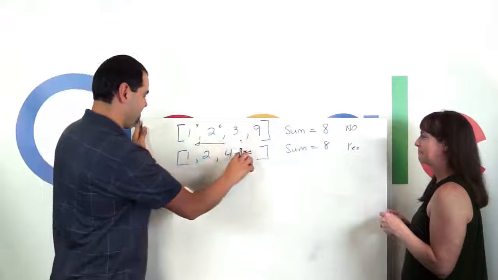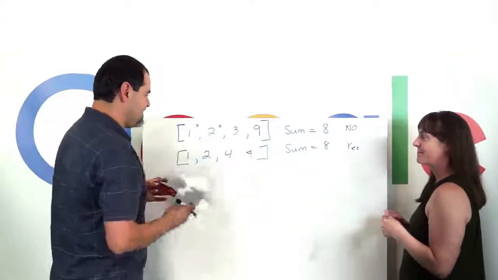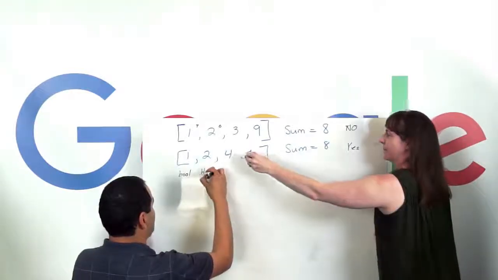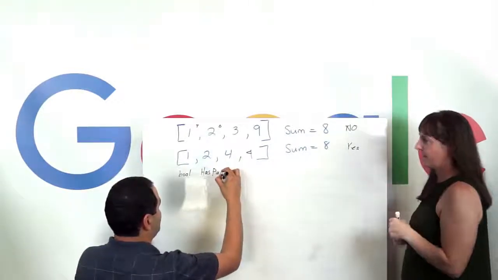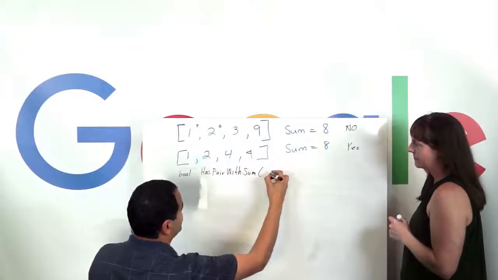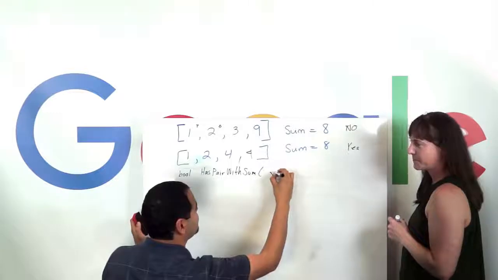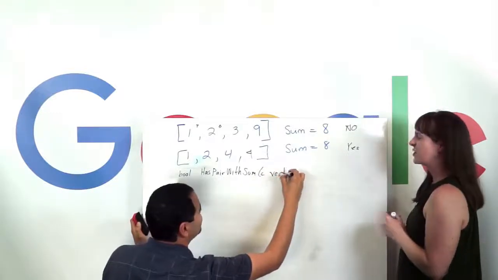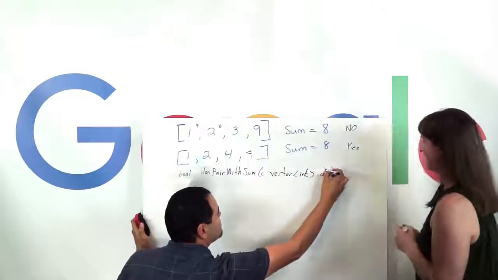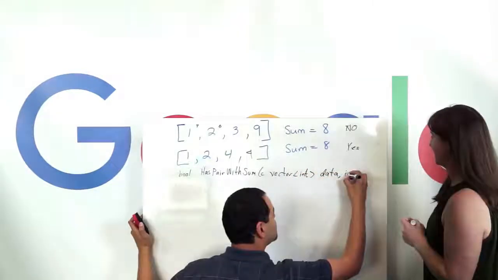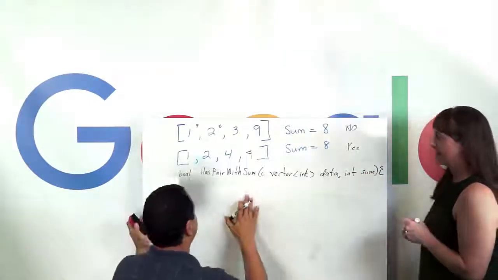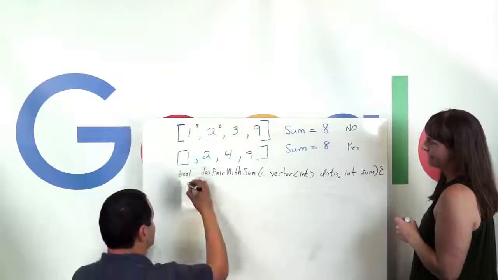Okay, very well. That's a good catch. So, like I was saying, bool has pair with sum, with my const vector of int data, and then my int sum. Okay. So I need a hash set. In C++, that's an unordered set.